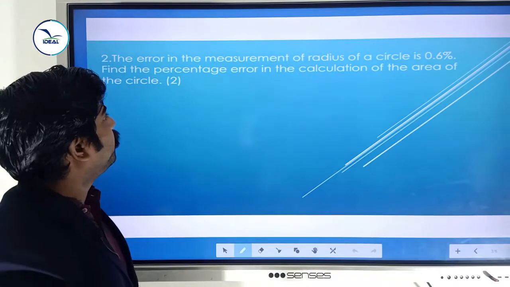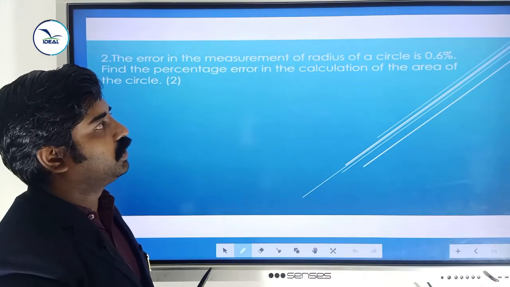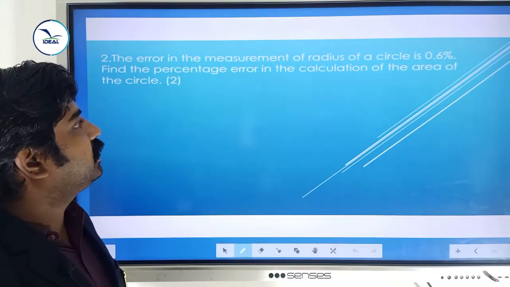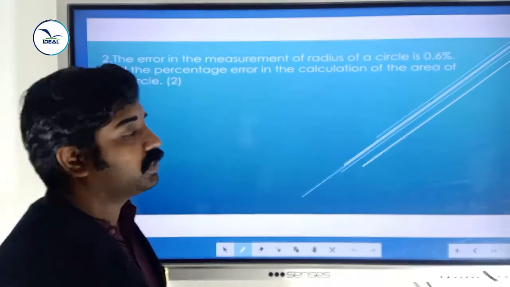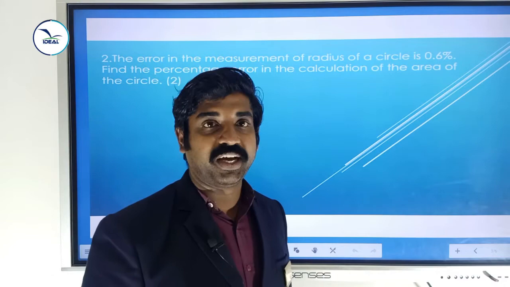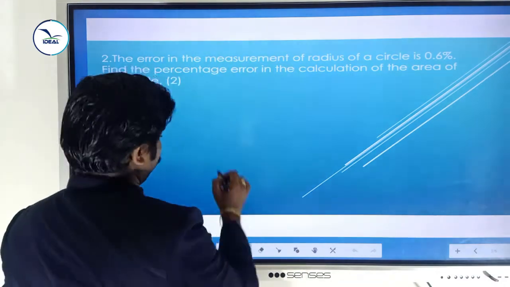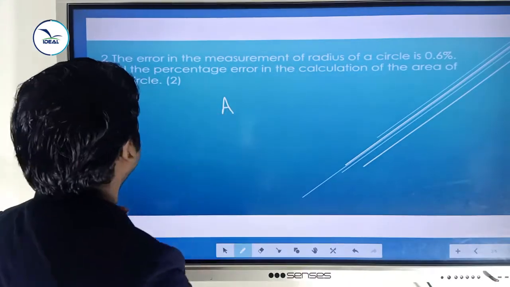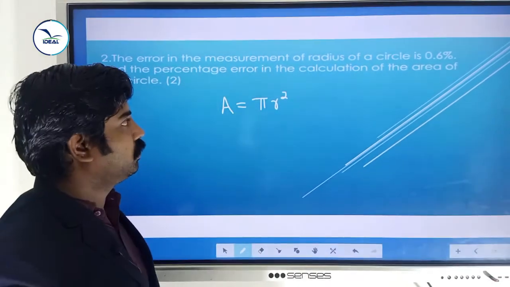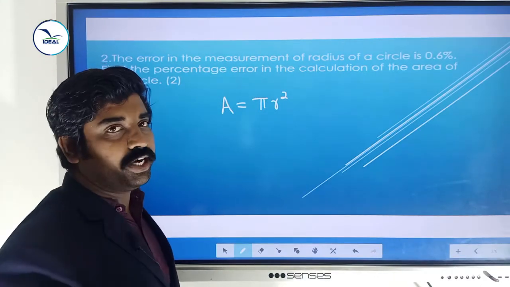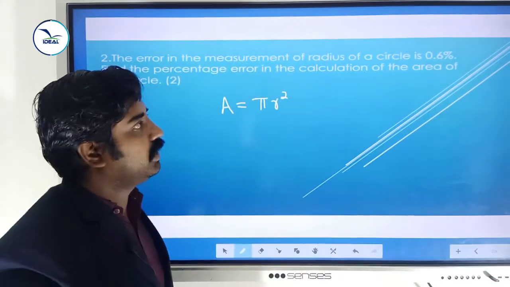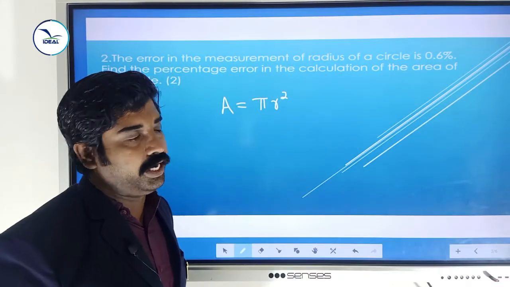Next question: the error in the measurement of radius of a circle is 0.6%. Find the percentage error in the calculation of the area of the circle. What is the equation for the area of the circle? It is pi r square. For the circle, the area is pi r square. So what we want to find? Given that 0.6% is the percentage error in radius.